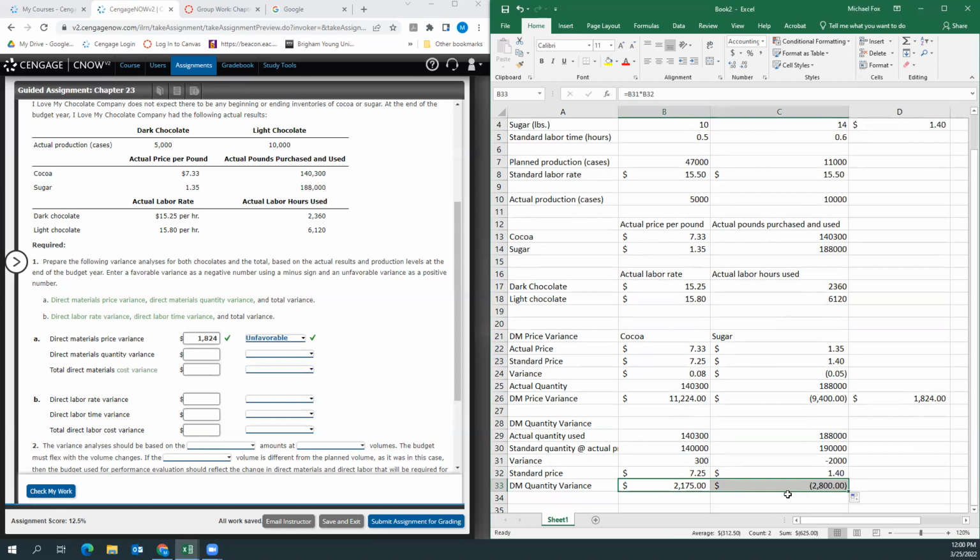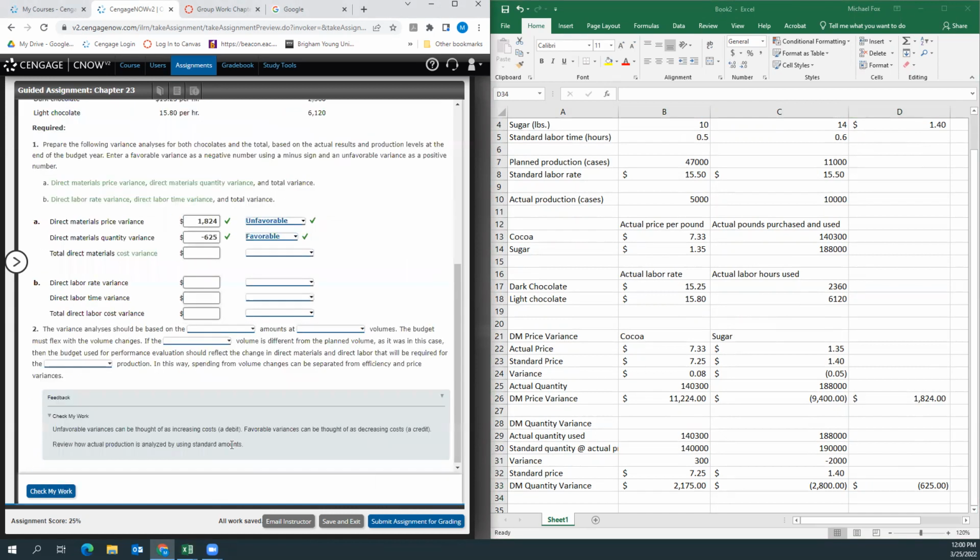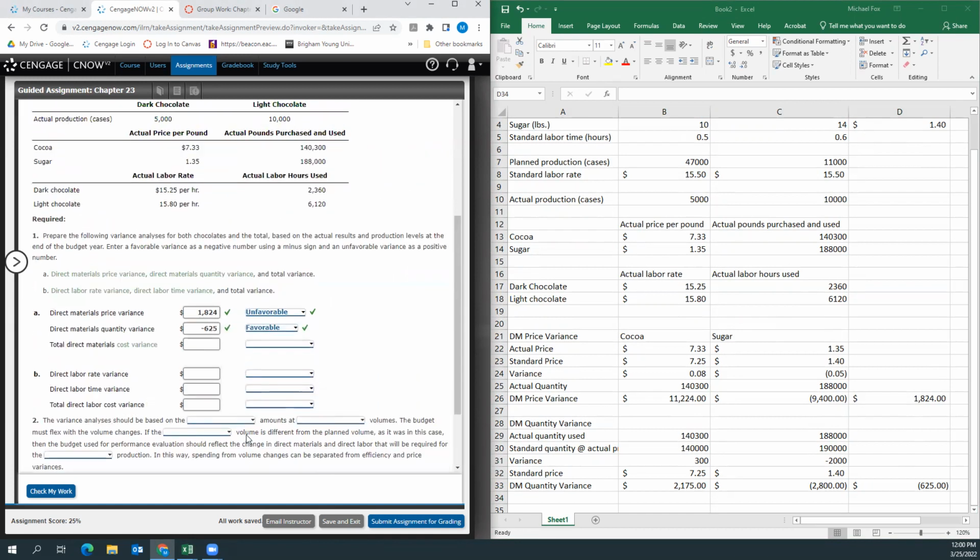So we would say we had an unfavorable direct materials quantity variance for cocoa of $2,175, meaning we spent $2,175 more dollars than planned. And then we had a favorable direct materials quantity variance for sugar, meaning we spent $2,800 less than we planned. And then our overall direct materials quantity variance is going to be a $625 favorable variance. So we're going to put this in here as a negative 625, call it favorable, and we can check because on guided assignments, we have unlimited checks.